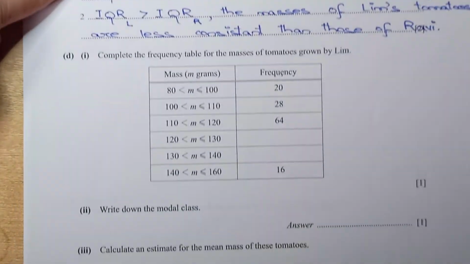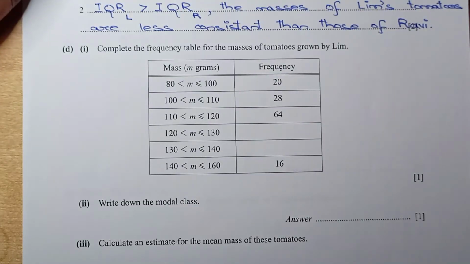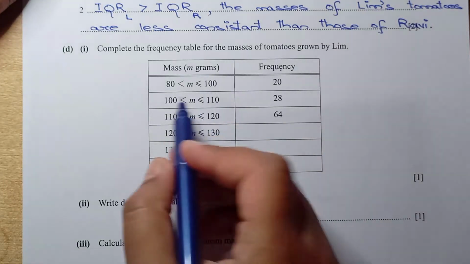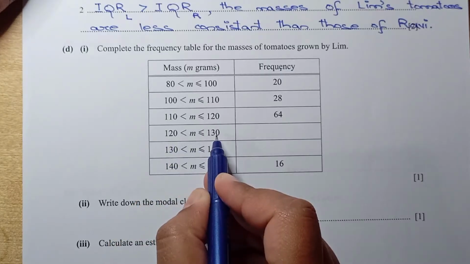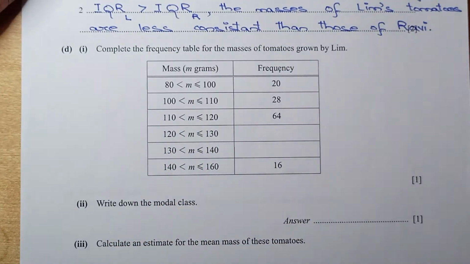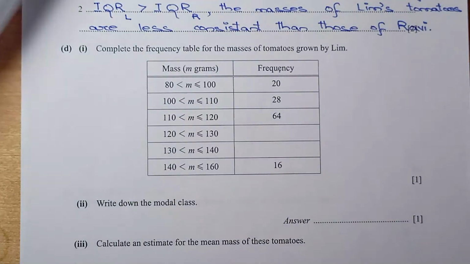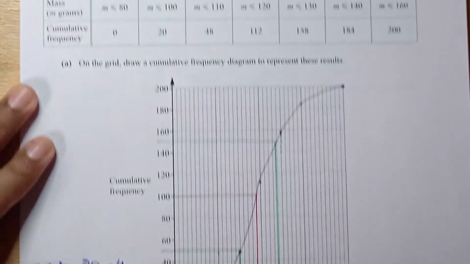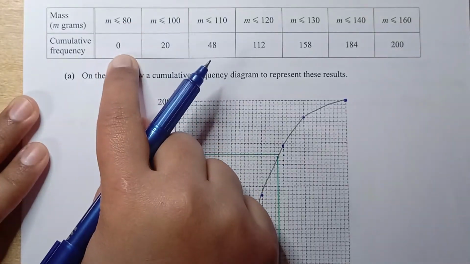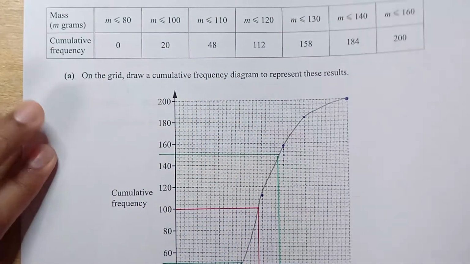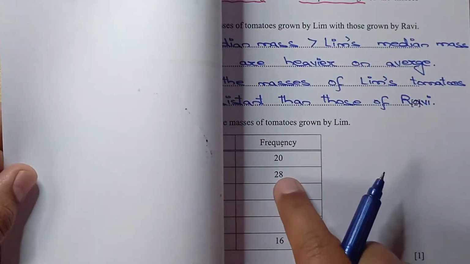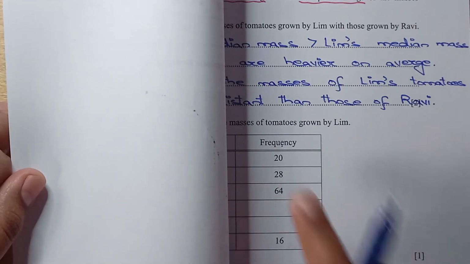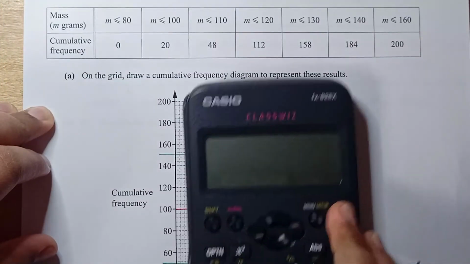Okay, now moving to the D part, complete the frequency table for the masses of tomatoes grown by Lim. Masses in grams and the frequency we have given. Between 120 and 130 and 130 and 140, this is missing. So going back to the cumulative frequency table, we can easily find out. For 80 it is 0 and for 100 it is 20, so the first frequency is 20. Then we have 48, so we subtract 48 minus 20. We got 28.